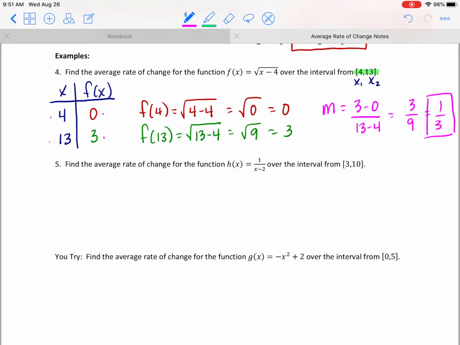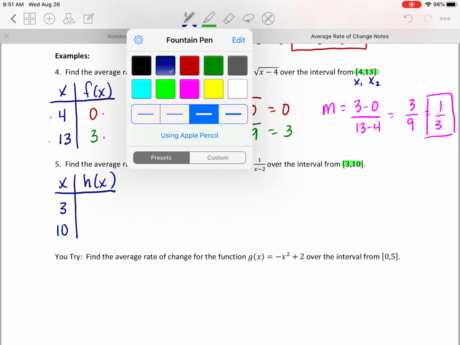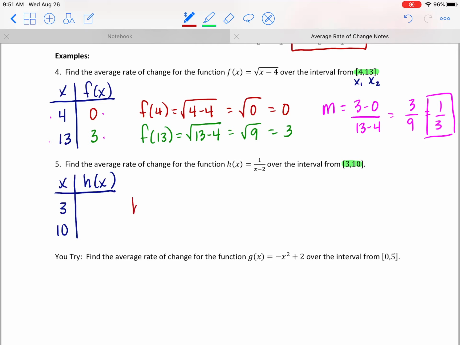Okay, let's try that again. We want to find the average rate of change for, this time, a rational function, and the interval we're looking at is from 3 to 10. So we have x, and we have h of x this time. And we know we need to plug in 3 and we need to plug in 10. So let's find h of 3. If I plug 3 into the function, 1 over 3 minus 2, well, that's 1 over 1, which is just 1. So we have our first coordinate. Now let's find h of 10.